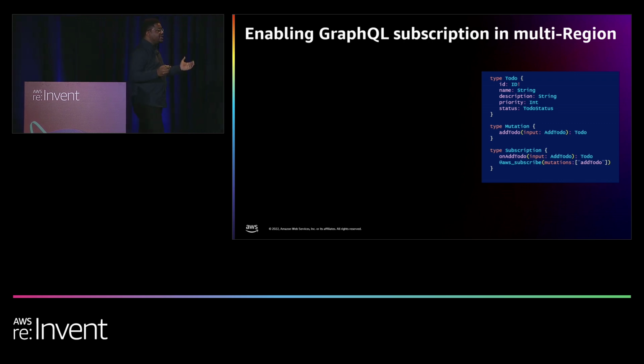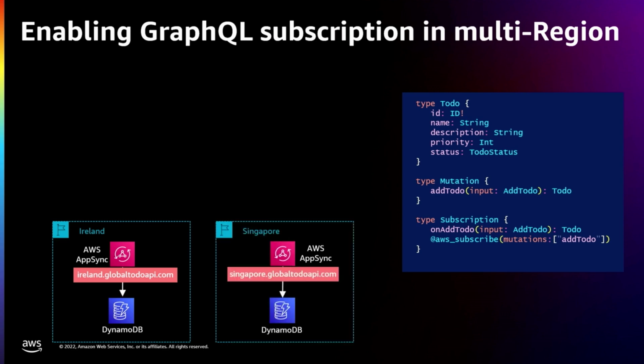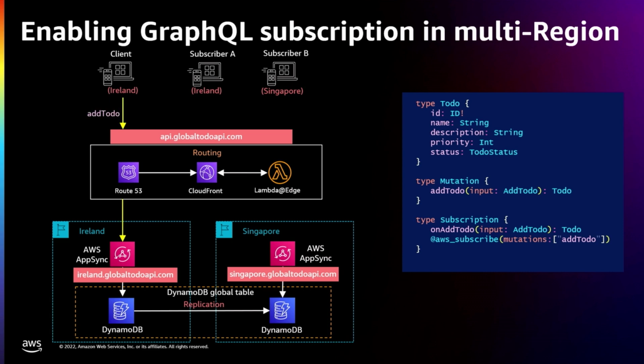Let's go through the architecture layout and explain why subscription is not supported. So you can see again our AppSync deployed in the two regions with DynamoDB global table replication set up as well. We have our routing, which we'll be using going forward. And then we have your client. So let's assume you have a client in Ireland, a subscriber in Ireland as well, and another subscriber in Singapore. Let's now go through the traffic flow and see why subscription is not supported. So the client sends a to-do, so creates a new to-do. And using latency-based records, the request goes to the Ireland region.